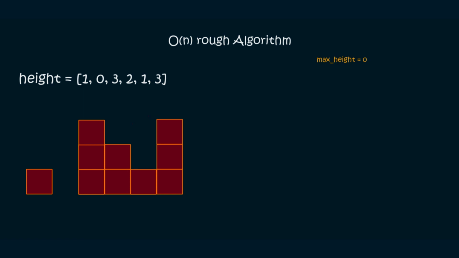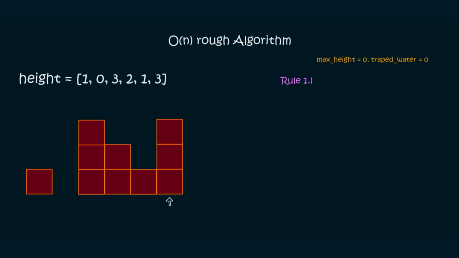Initialize two variables: max height, which stores the maximum height encountered so far, and trapped water, to keep track of trapped water, both initially set to 0. Traverse the height array from left to right, starting from the first element. For each element in the array, compare it with the current max height.